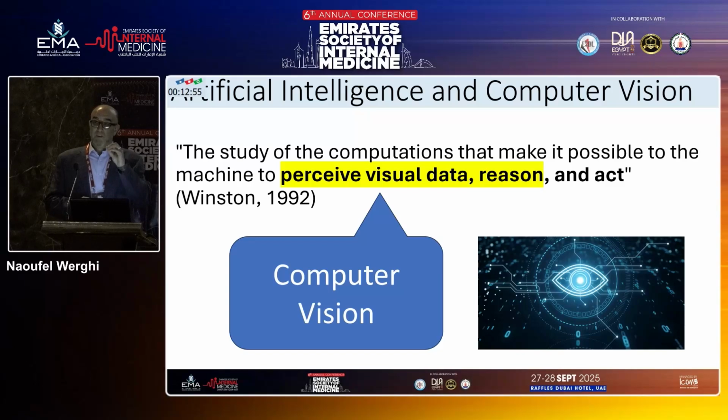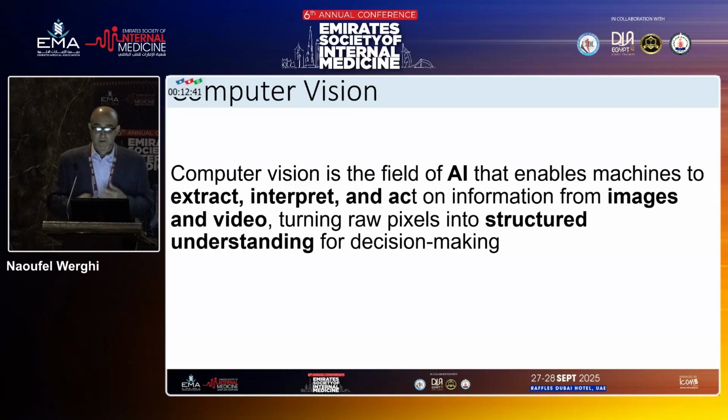Now, when the data is visual, and it comes through images or video, here we talk about computer vision. So computer vision can be looked at as a branch of artificial intelligence where the machine tries to understand and analyze the image or the video to come out with a given decision or given understanding. The ultimate goal is to turn the pixels in the video or the image into a kind of structure, a kind of understanding that will allow a given decision making.